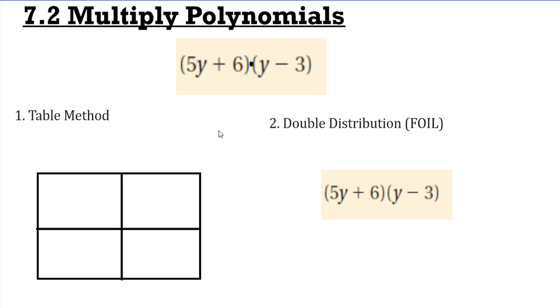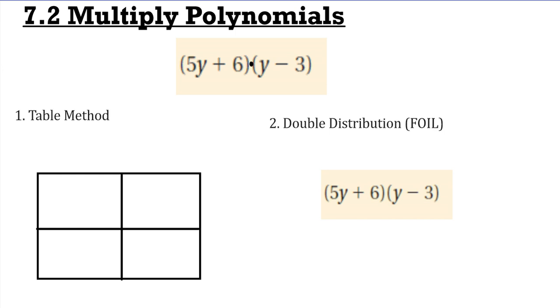There were two ways I presented this. You can either use a table to show it, so it's a multiplication table method, or you can use multiple distribution. The book called this foiling. You're not going to hear me call it that, because foiling is only a specific case. Thinking about it as multiple distribution is a much better mathematical concept.